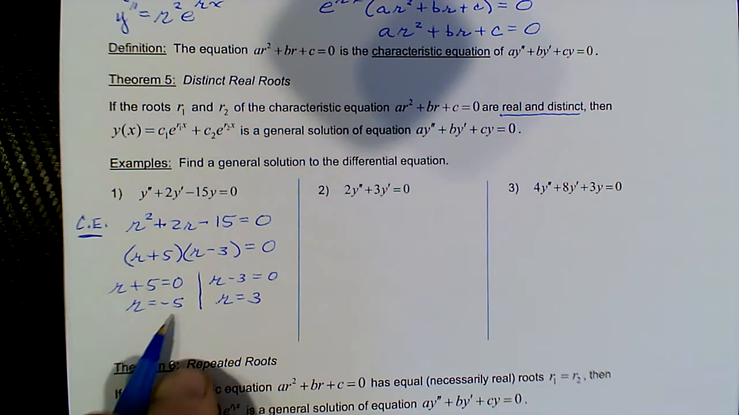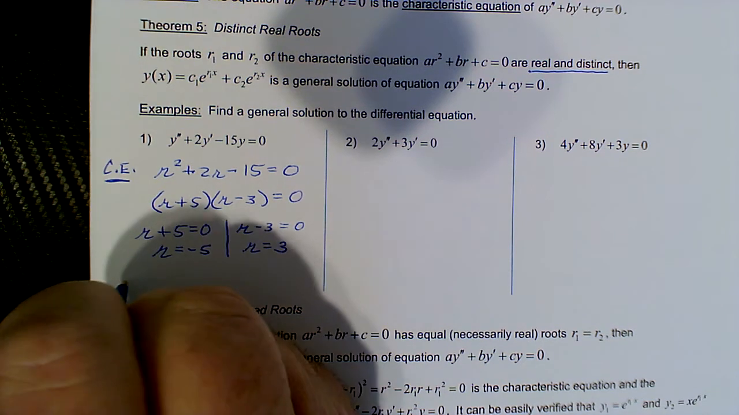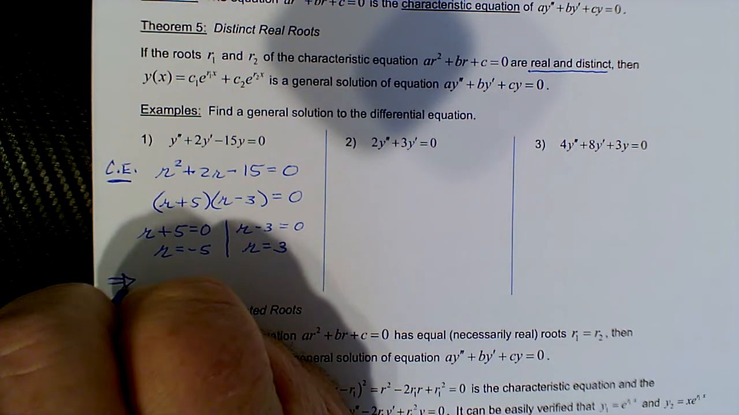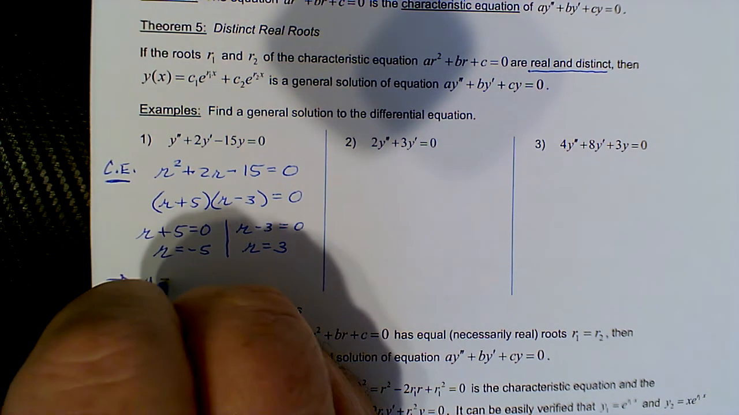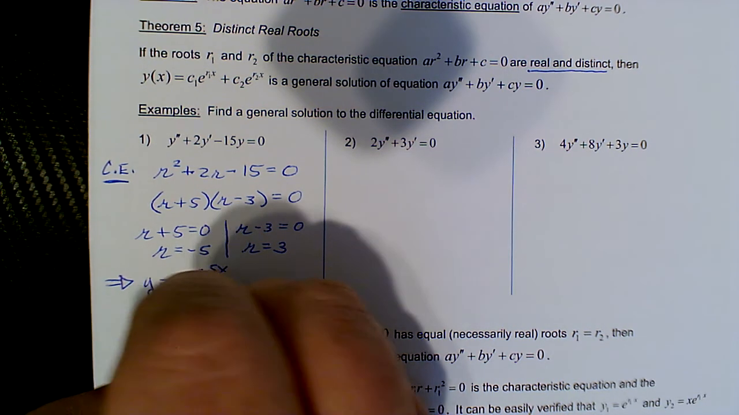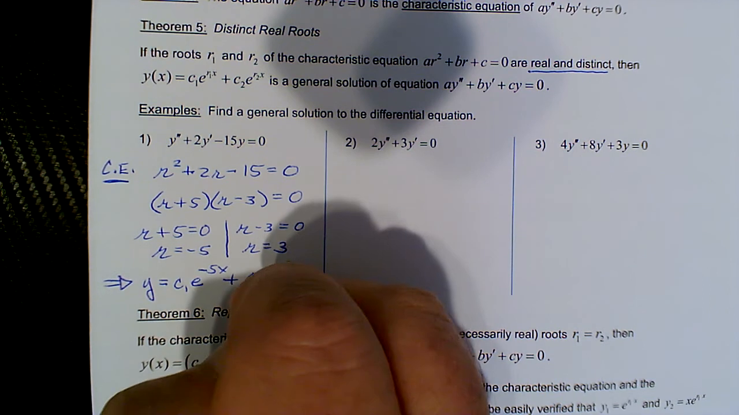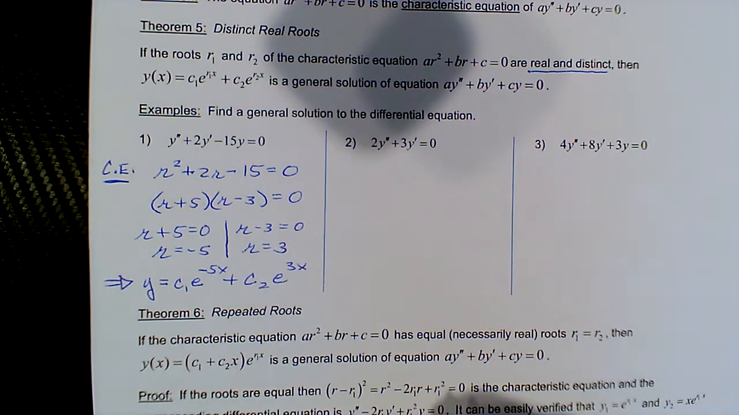Note that those are two real distinct roots. And so therefore by our theorem, a general solution is y equaling c1 e to the negative 5x plus c2 e to the 3x. Okay, so now we know how to solve these types of differential equations, as long as they have constant coefficients.